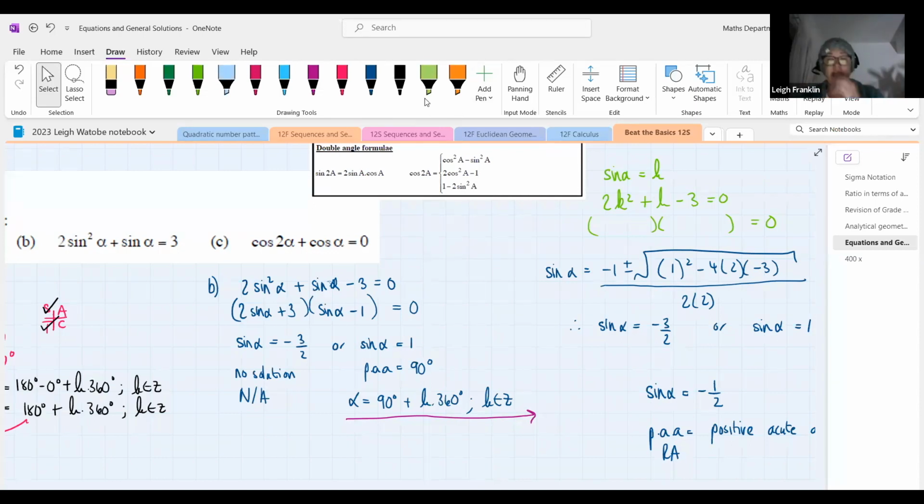Katlego, you got a hand up? Sorry, ma'am. Ma'am, don't say sorry. Yes. Ma'am, can you please just explain this whole concept of 90 degrees plus K times 360 degrees, K is an element of Z, or unless I don't know what that alphabet is. That's fine. No problem.